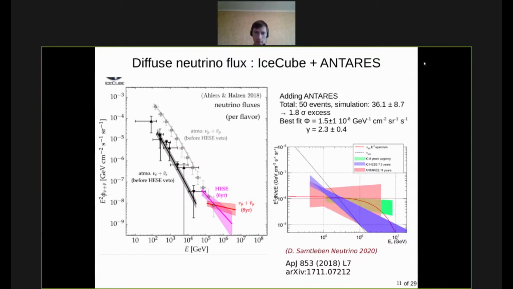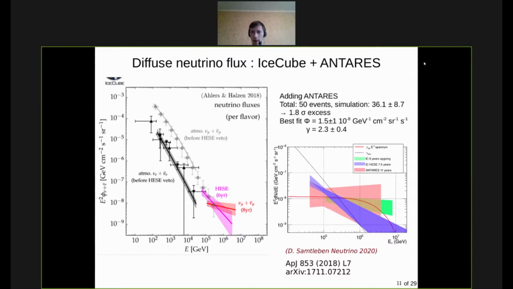But before we go to point sources, here are some more pictures about the diffuse flux. Here on the left is a plot showing two different measurements of the diffuse flux using two different analyses. HESE is high energy starting events. This is mainly cascade events starting inside the detector. And this is in purple, and in red is the track analysis, mainly sensitive to muon neutrinos. As you see, they give slightly different fluxes and spectral indices, but overall are quite reasonably consistent with each other. There are many measurements like this with different types of analysis.